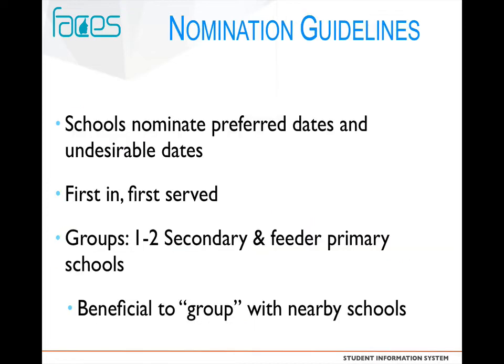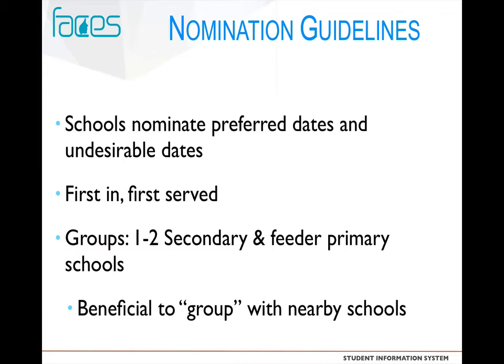Some of the guidelines around nominations. Schools, you get the opportunity to nominate your preferred dates and also any undesirable dates. It's on a first in, first served basis, so get in early. The groups will roughly consist of 1 to 2 secondary schools and hopefully the feeder primary schools, and there's certainly some benefits to grouping with nearby schools, and you'll be able to see other schools that have actually nominated their dates, so you can select schools which are nearby.